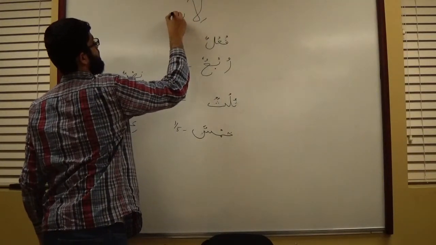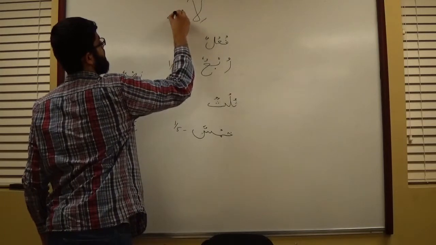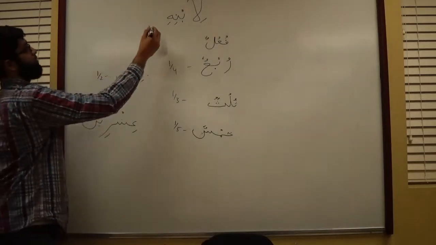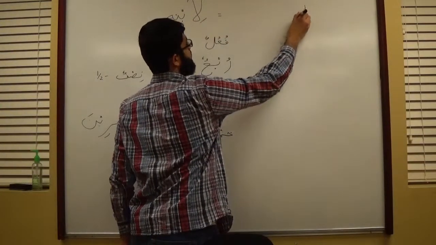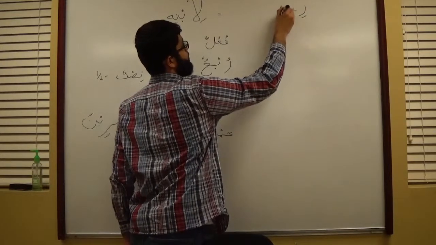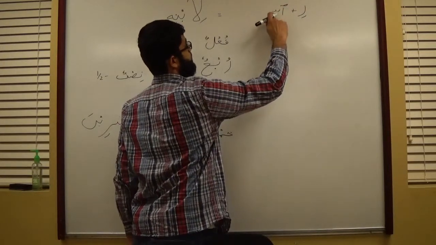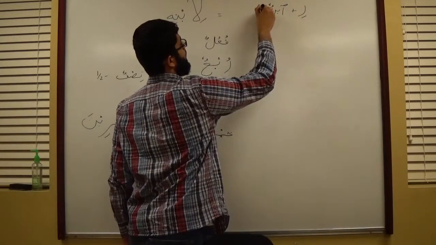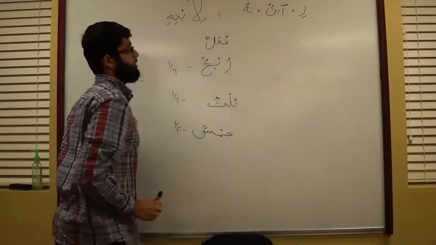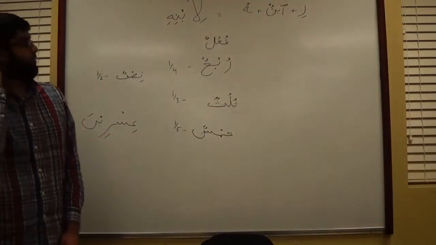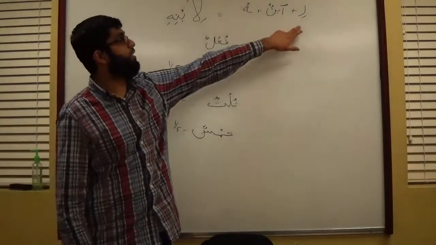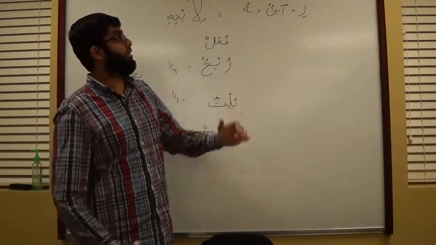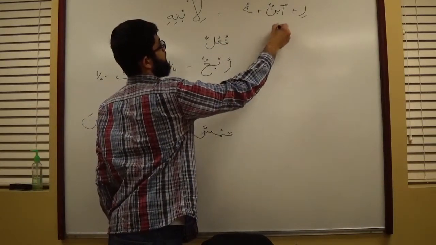Okay. So libnihi is made up of 3 words. You have li, which is a harf jar; ibnun, which is an ism, and it's going to be majroor; and hu, which is mudaf ilayhi. So when you have li plus ibn, it makes it majroor, so it's going to be ibni.